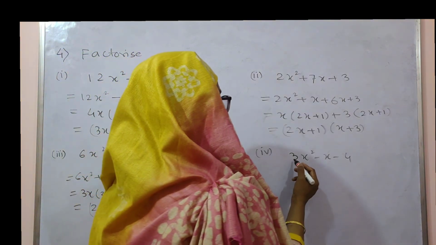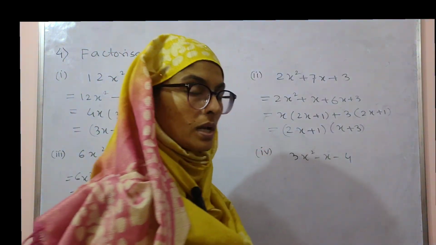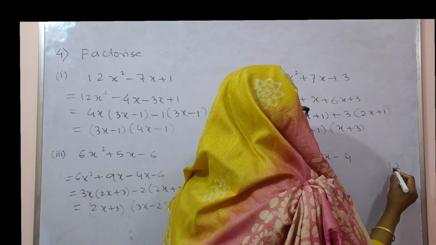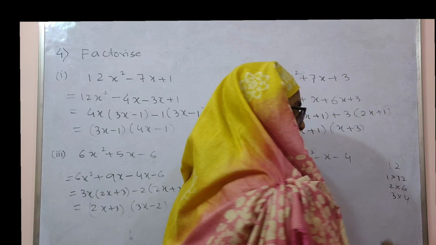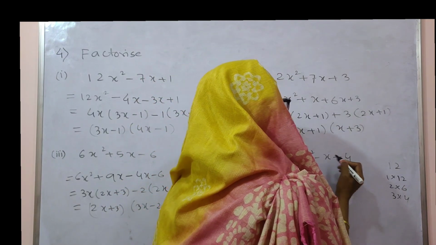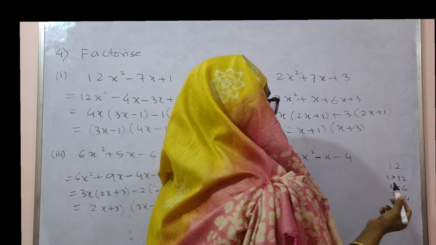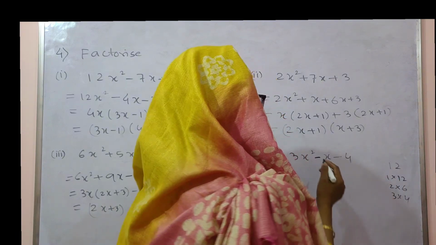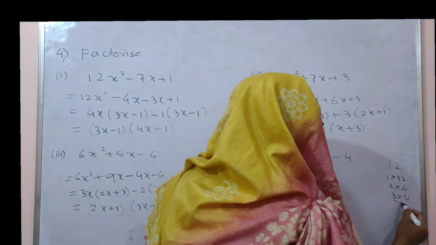Similarly, number 4, 3 4s are 12. So 12 you can write 1 into 12, 2 into 6, 3 into 4. But here given symbol is minus. You have to subtract. So 6 minus 2 will get 4. But here 1. 4 minus 3, 1.